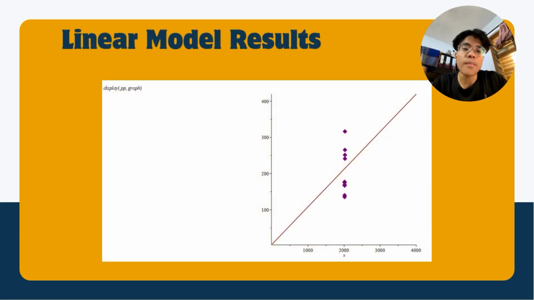And after combining the point plots and the linear straight line, we have obtained the linear best fit curve. So this curve is used to analyze the long-term trends in the data.